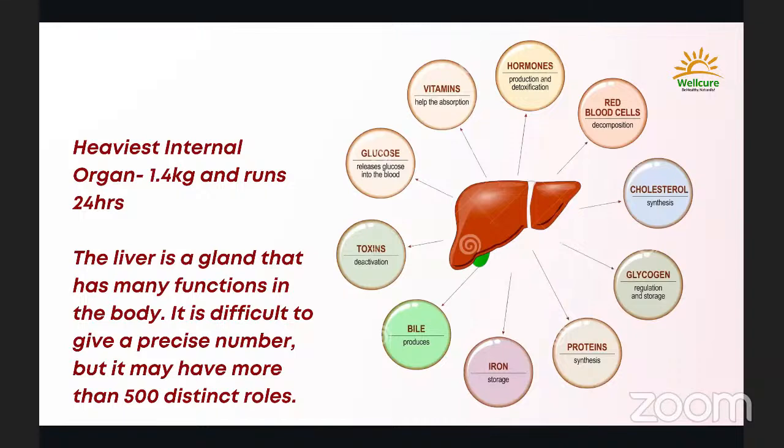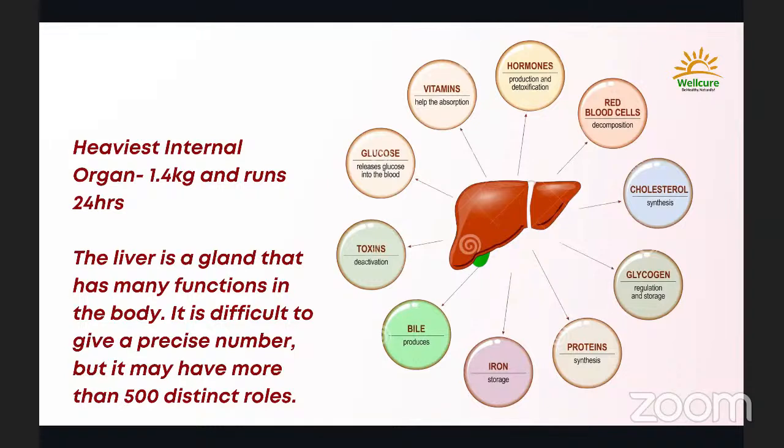It is one of the heaviest internal organs. It weighs about 1.4 kilograms and it is constantly running 24 hours. At least the brain gets a break during sleep. The heart, between every beat, gets a break. And sometimes the kidneys also, they are two kidneys and not all of the nephrons are working all the time. But the liver is working 24/7, 365 days. Since the time we are born, we take our first breath, till we take our last breath, it is always filtering the blood and detoxing the blood.